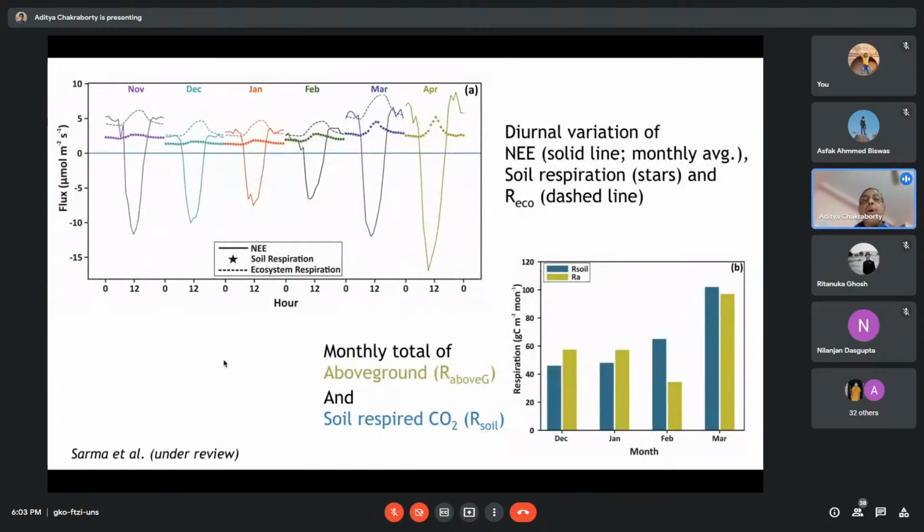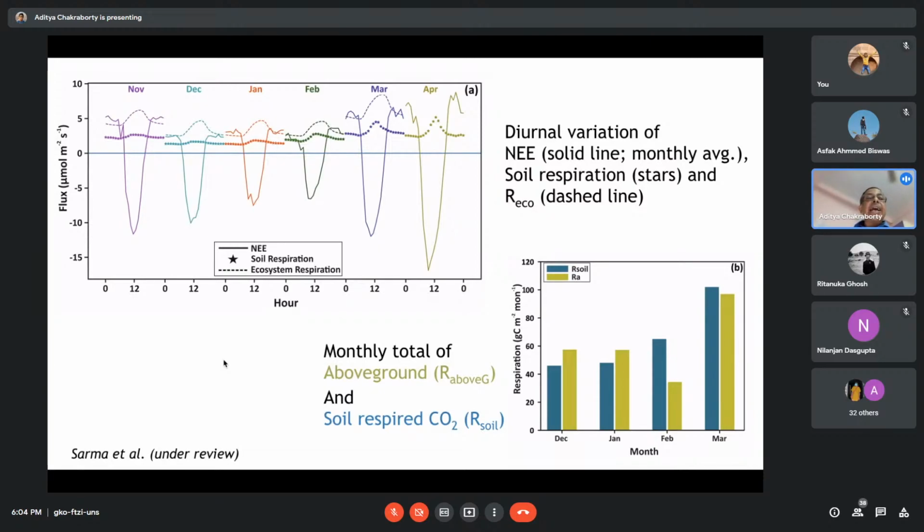I have shown you earlier that one of the sensors can measure how much soil CO2 is being emitted, mainly because of heterotrophic respiration, plus to some extent root respiration. What we see in this left figure are three components. The continuous line is the NEE, that is net ecosystem exchange, and the line shown by stars is the soil respiration process. Total ecosystem respiration means soil respiration as well as respiration by the plants. This is shown by the dotted line.